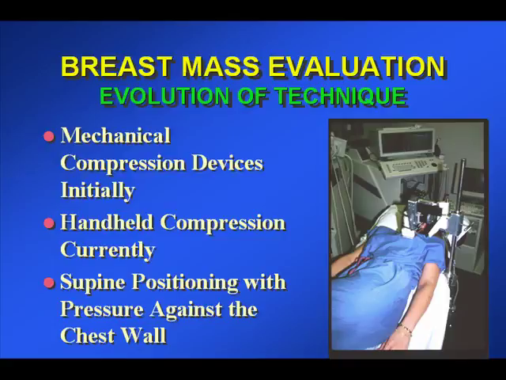This is an example of after we had moved to supine positioning. We mounted a bar on a table and put the positioning device there, and we did compression against the chest wall, which turns out to be a much better solution. The problem with erect positioning is that you can't get close enough to the chest wall to image many of the lesions, but supine positioning allows all lesions to be imaged. And we've since moved from using a computer-controlled stepper motor to provide the compression to handheld compression, which also works quite well.